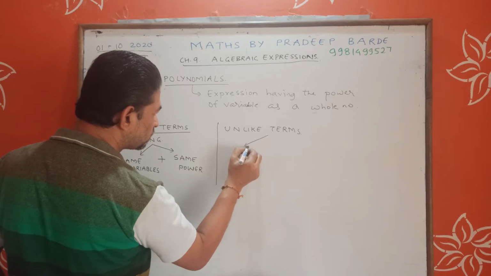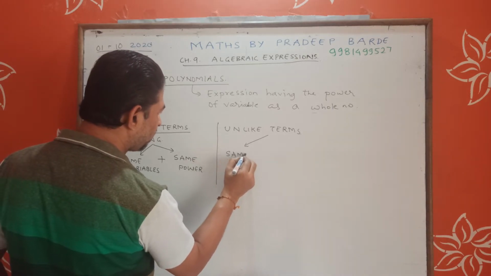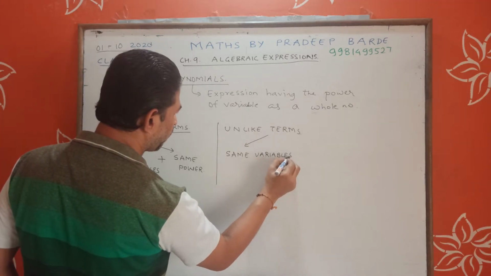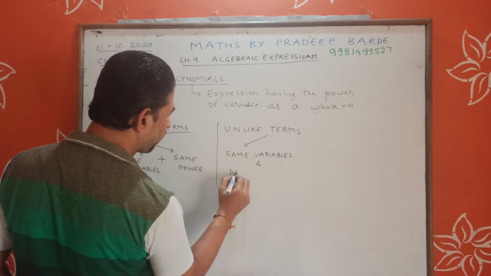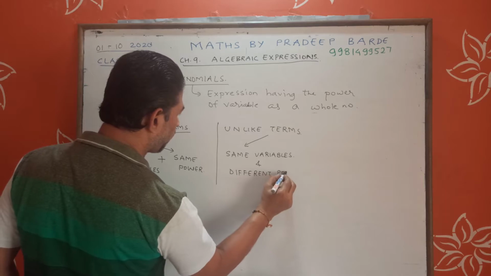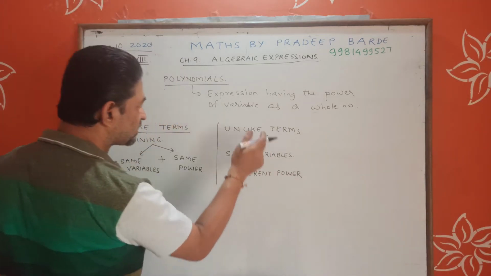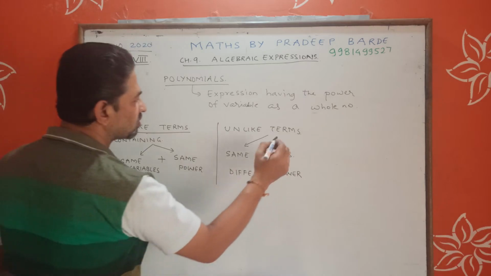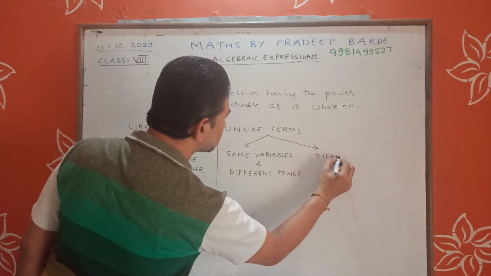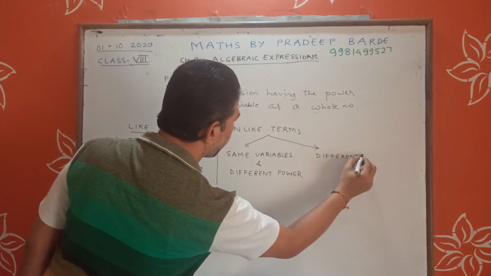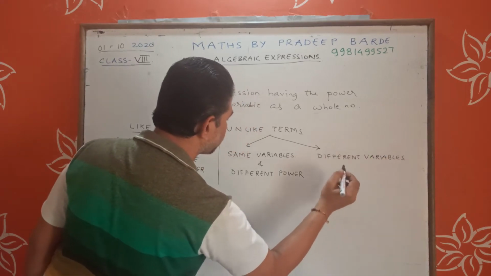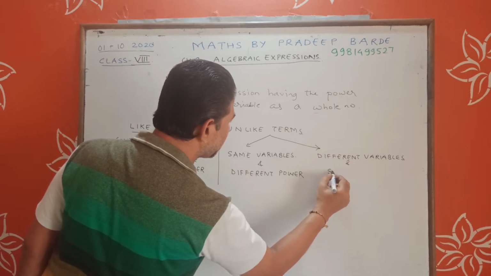If same variable and different power, this will be termed as unlike terms, or different variables and same power.